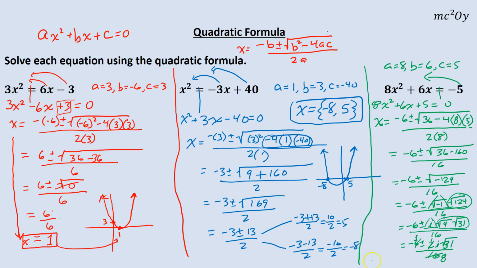I'm going to have to write it right here. I'm going to rewrite that as 3 plus 1i root 31 over 8. And that is our solution.